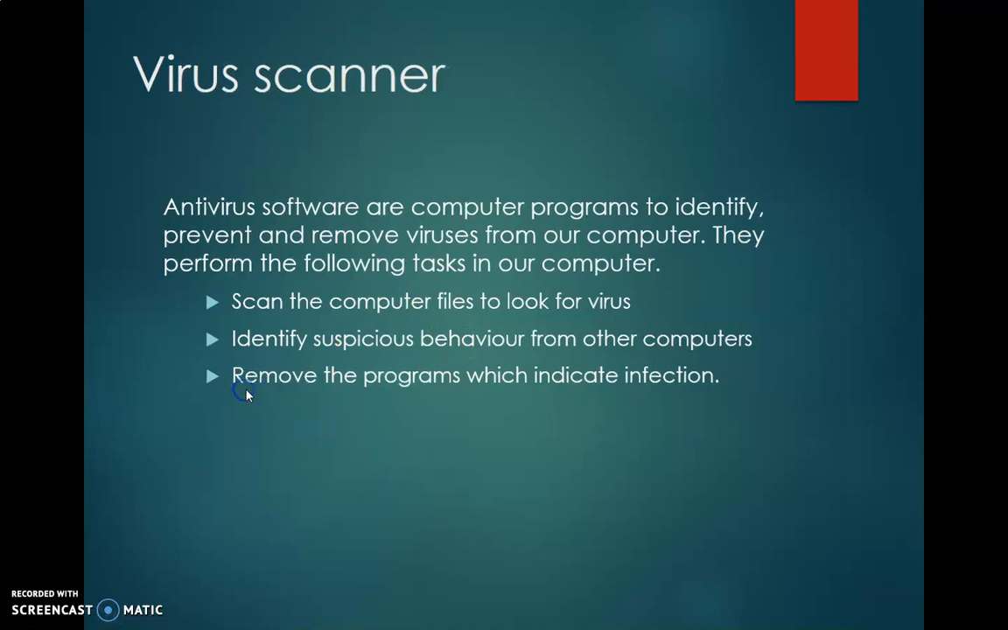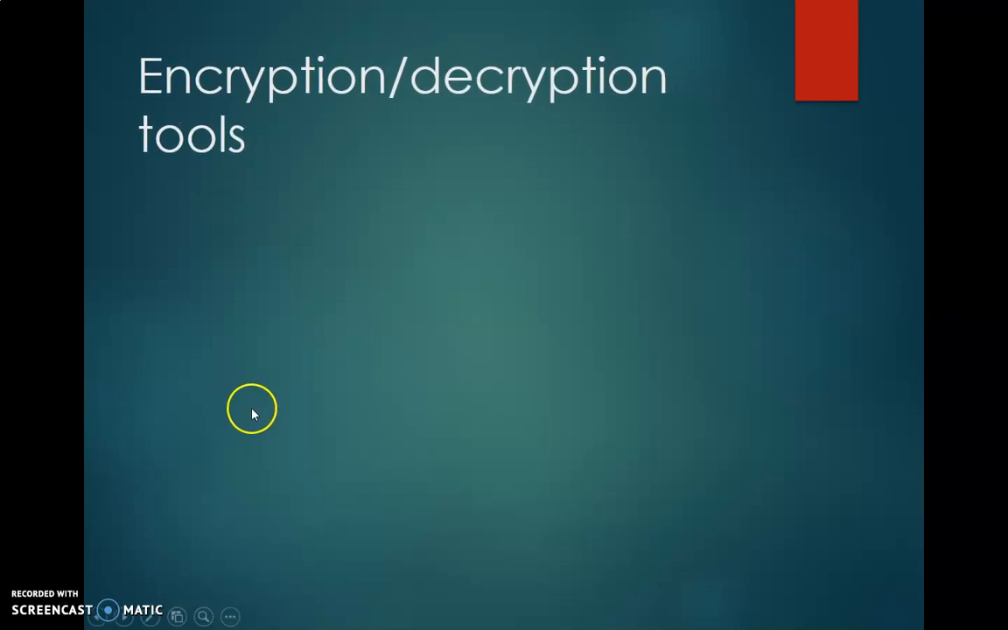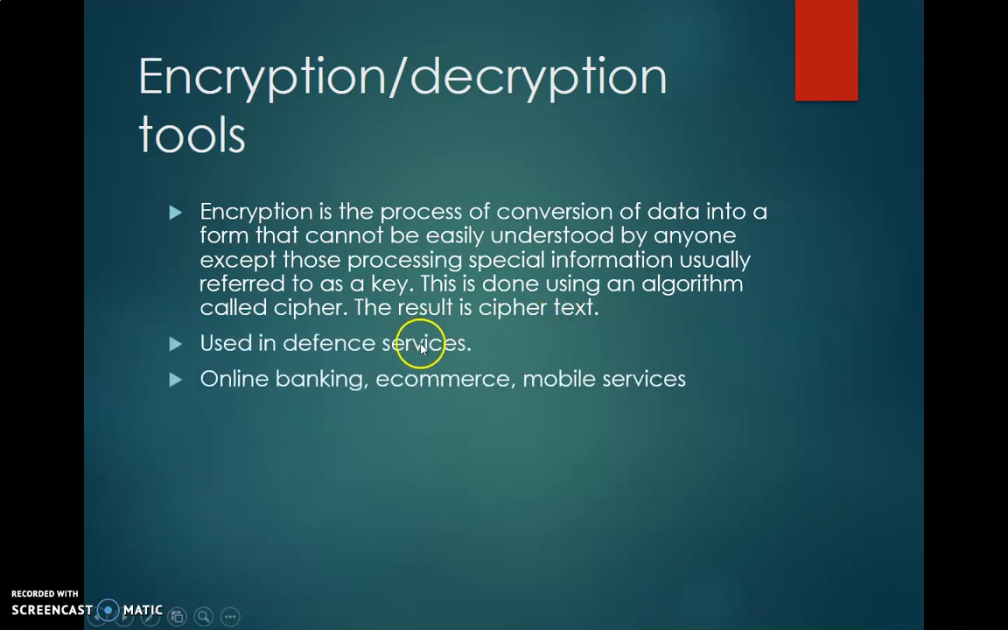Then next, encryption and decryption tools. Encryption is the process of conversion of data into a form that cannot be easily understood by anyone, except those possessing special information, usually referred to as a key. This is done using an algorithm called a cipher. The result is ciphertext. It is used in defense services, online banking, e-commerce, mobile services, etc.